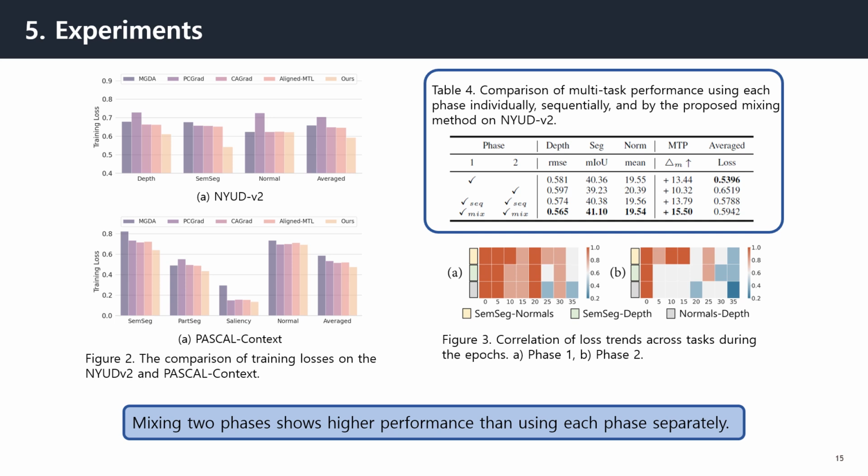This decline seems to stem from the application of phase 1 in the later stage of the optimization. Continuously changing the established task priority disrupts the proper updating of gradients based on learned priority, leading to performance degradation. Thus, our mixing strategy effectively balances the benefits of both phases, resulting in improved multitask learning performance.